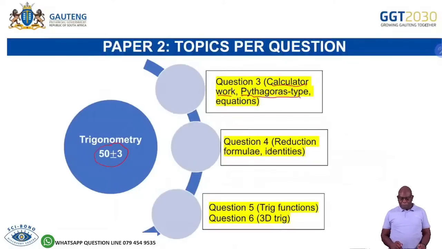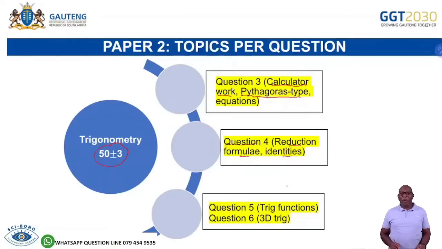and then you will be able to answer. We'll do one question on that. Question 4 will deal with the reduction formula and identities. So you need to understand your identities. Some of them are there on the formula sheet, so we're going to check on it. And then you need to also deal with the reduction formula, which we are going to do just now.